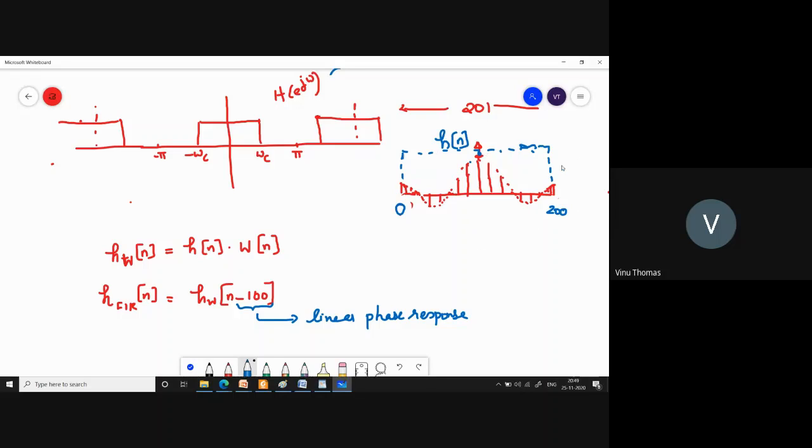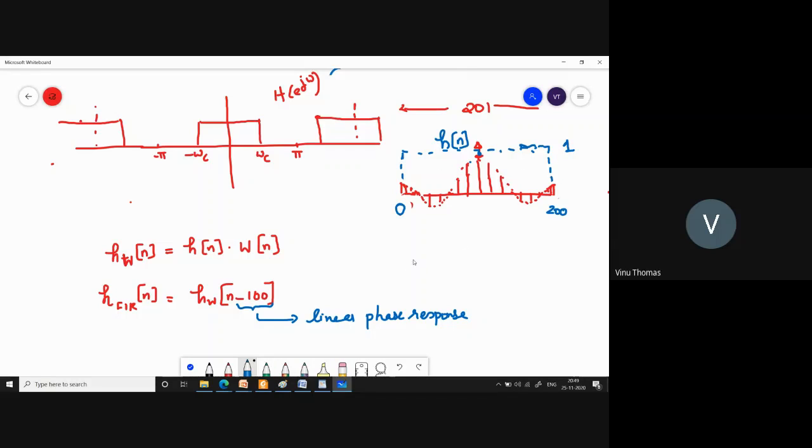We have windowed this so that the windowed sequence is symmetric, and then we have made the windowed sequence causal. So the magnitude of the window function is 1, right? For 0 to 200, the magnitude of the window function here is taken to be equal to 1. So this is a rectangular window. We call this a rectangular window.